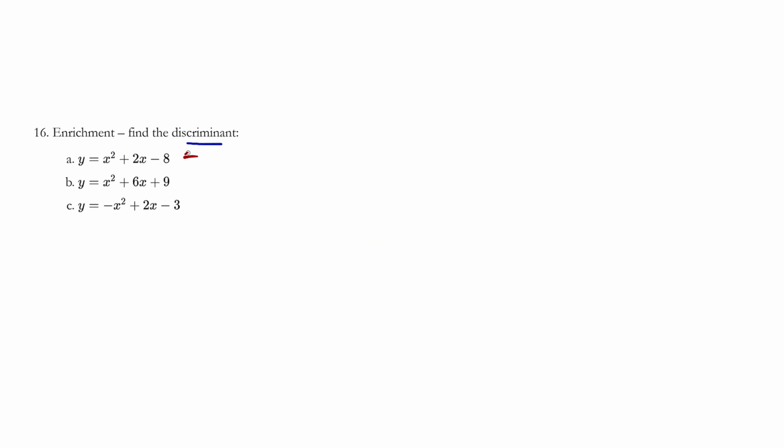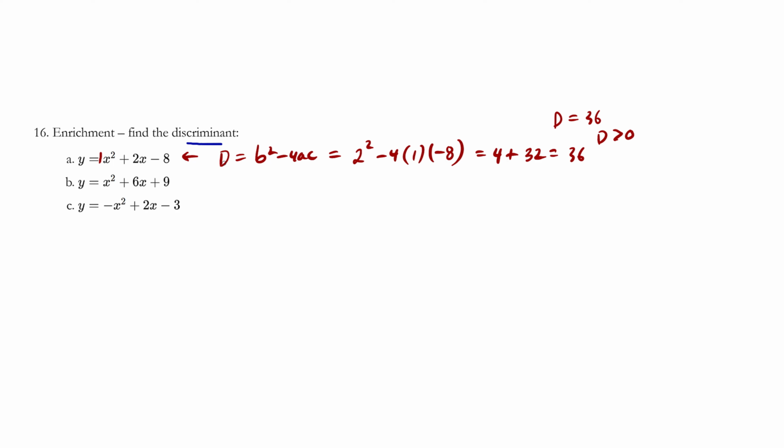Okay, so let's calculate the discriminant. The discriminant is equal to b squared minus 4ac. For question number A, the a value happens to be 1. So the discriminant is equal to b squared, which is 2 squared, minus 4 times a times c. The c value is negative 8. So right away, computing this is equal to 4 plus, two negatives multiplied becomes a positive, 4 times 8 is 32, which is 36. The discriminant is equal to 36, which is greater than 0. Without even calculating what the roots are, we know that there are two solutions.